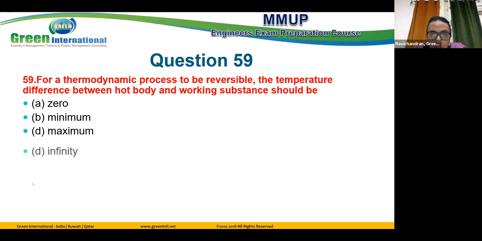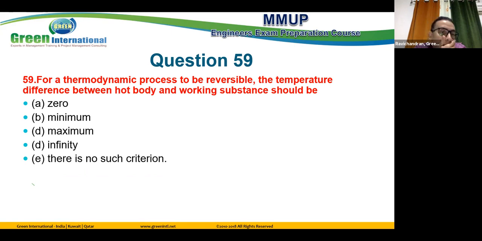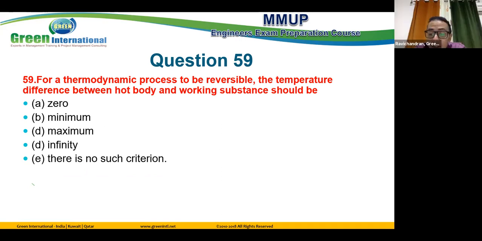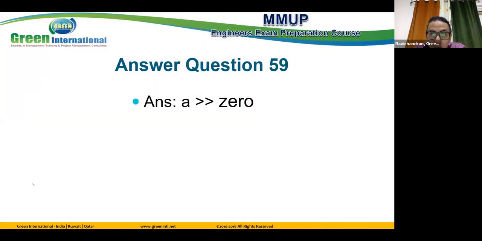For a thermodynamic process to be reversible, the temperature difference between the hot body and the working substance should be maximum. Just check. Wait. Reversible means it can come back to the original state. 0.